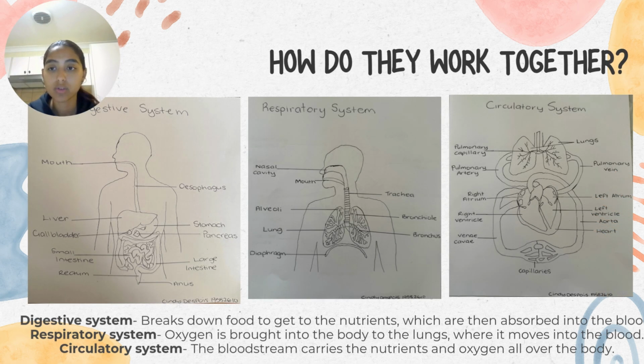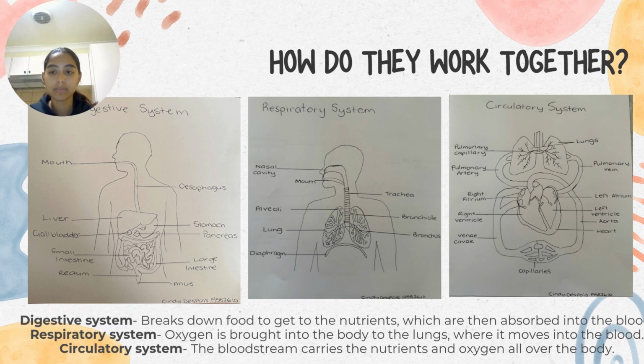Students are expected to also show that they understand how the three systems work together. After displaying the model, the example group would use labeled diagrams, as can be seen here, and make some observations, like how the digestive system breaks down food to get the nutrients which are then absorbed into the blood.